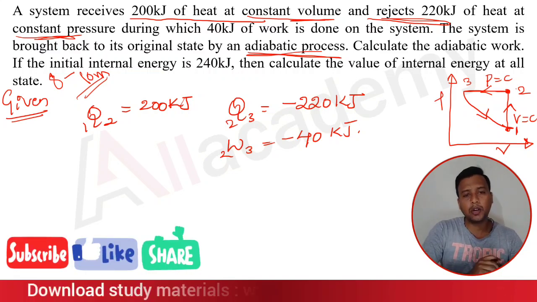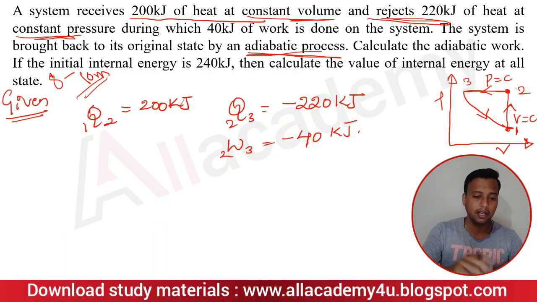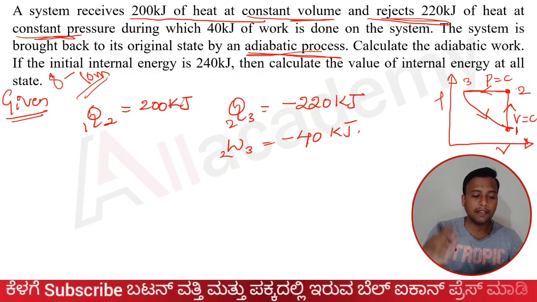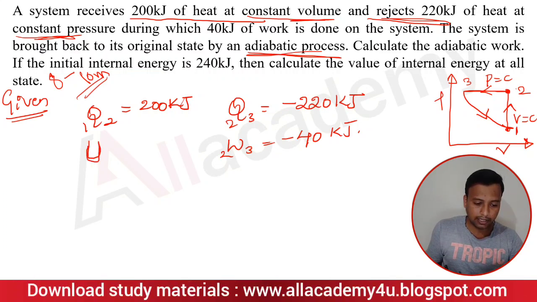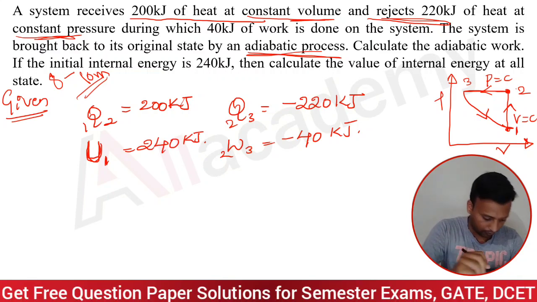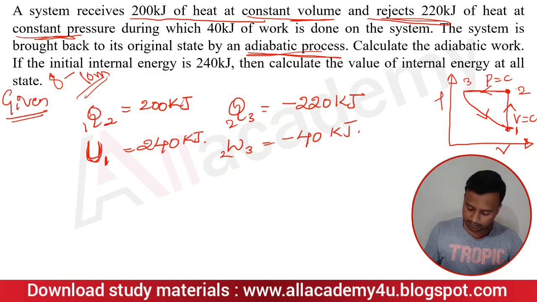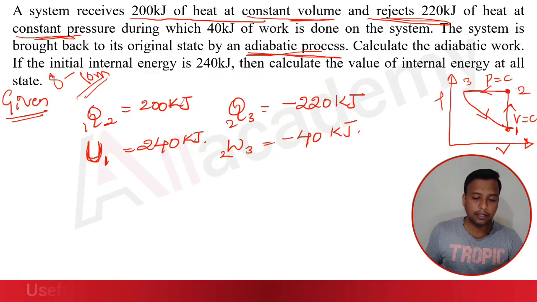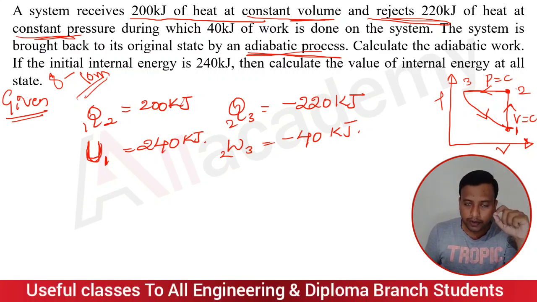Now the system is brought back to its original state by an adiabatic process. Calculate the adiabatic work if the initial internal energy is given. What is the initial internal energy? It is denoted by U. Initial, U1, is given as 240 kilojoules. Understood?